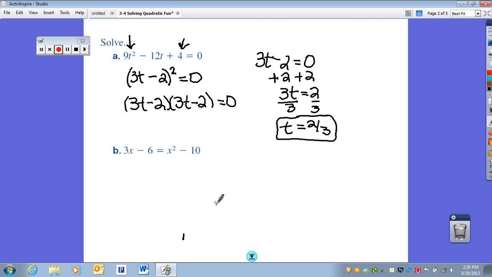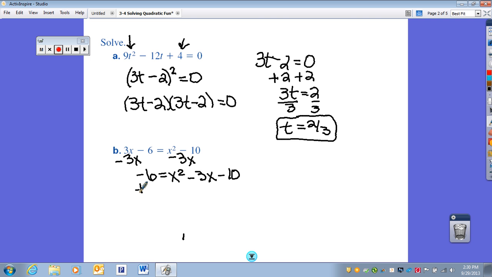Let's take a look at example B. In example B, we do not have our quadratic equal to 0, so we need to do that first. It doesn't matter if you have the x squared on the right or the left. I like my x squared to have a positive leading coefficient, so I'm going to leave it where it is and subtract 3x from both sides. So I have negative 6 is equal to x squared minus 3x minus 10, writing my quadratic in standard form.